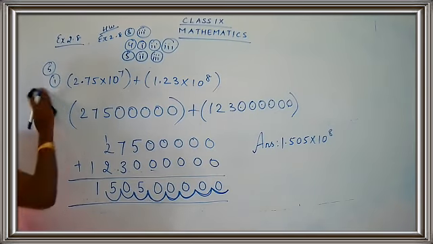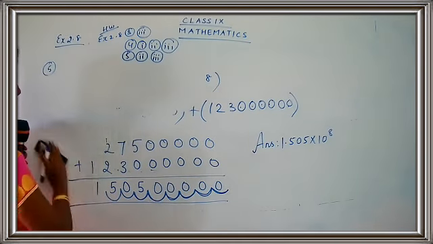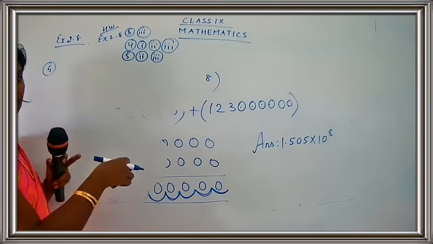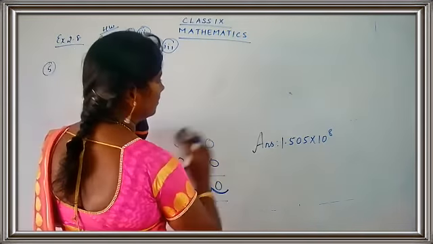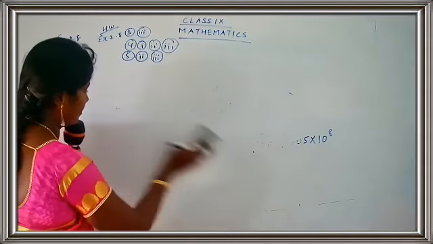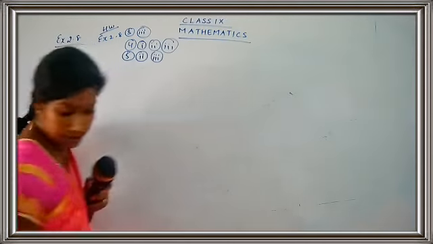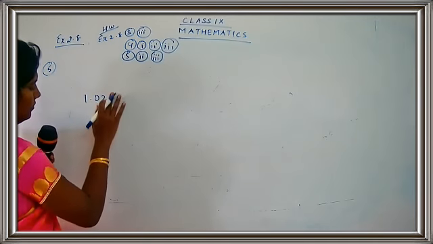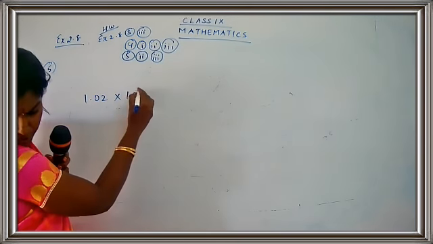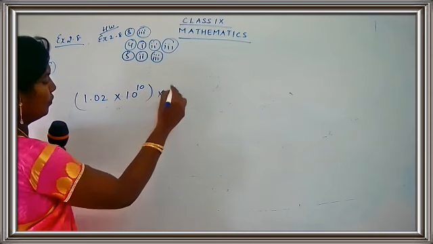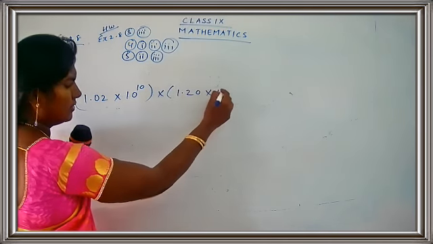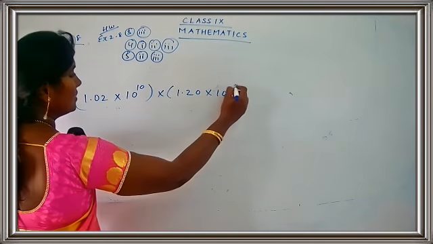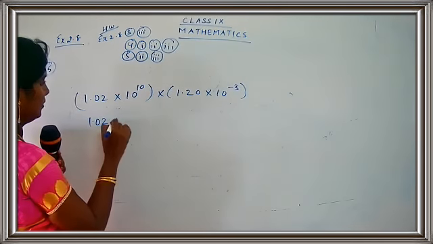Completed. Now, I just want to give the hint for sum number 3. For sum number 2, it's just subtraction. So proceed in the same manner and complete the answer by taking the difference. Now the third question is 1.02 into 10 raised to 10 into 1.20 into 10 raised to minus 3. Very simple. It's 1.02 into 10 raised to 10.